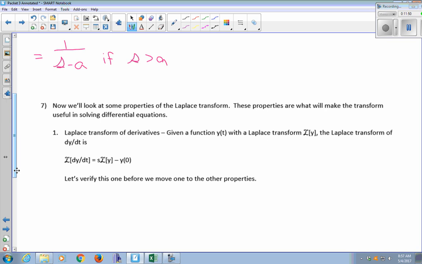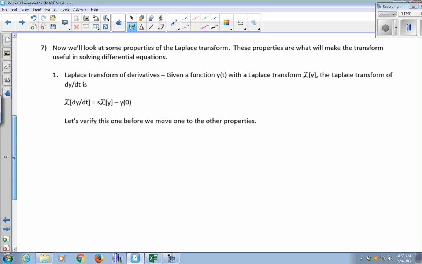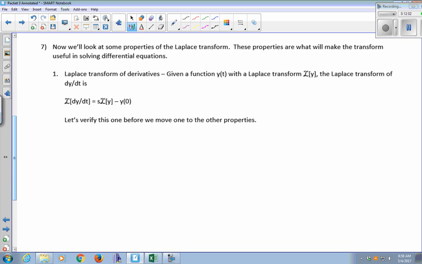Okay, so some properties of the Laplace transform. This is what makes them helpful for solving differential equations. It has this really nice property that says the Laplace transform of a derivative is s times the Laplace transform of y, the antiderivative of the thing you started with, minus y of 0. So it's a way of getting derivatives out of your equation.